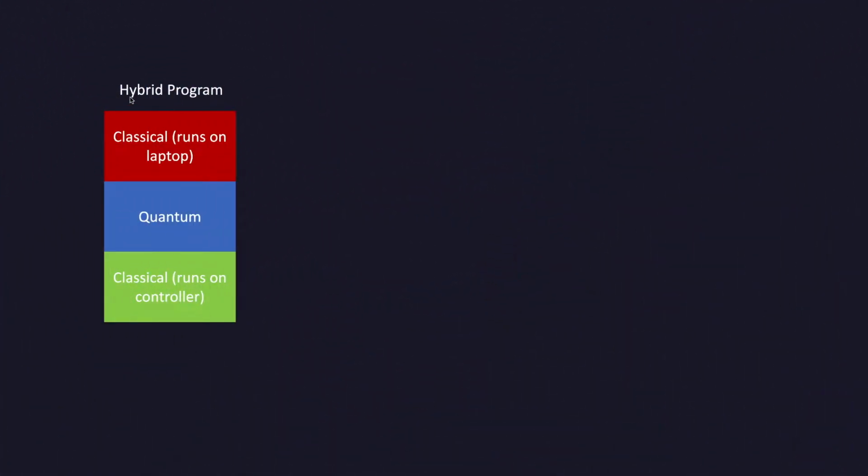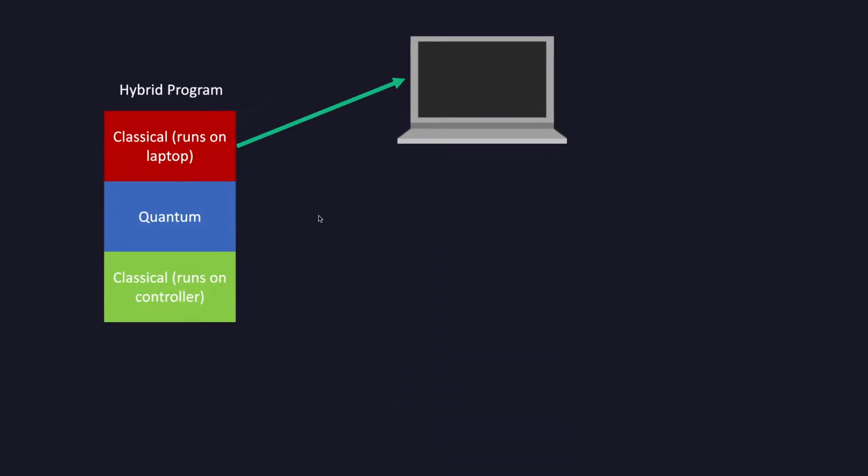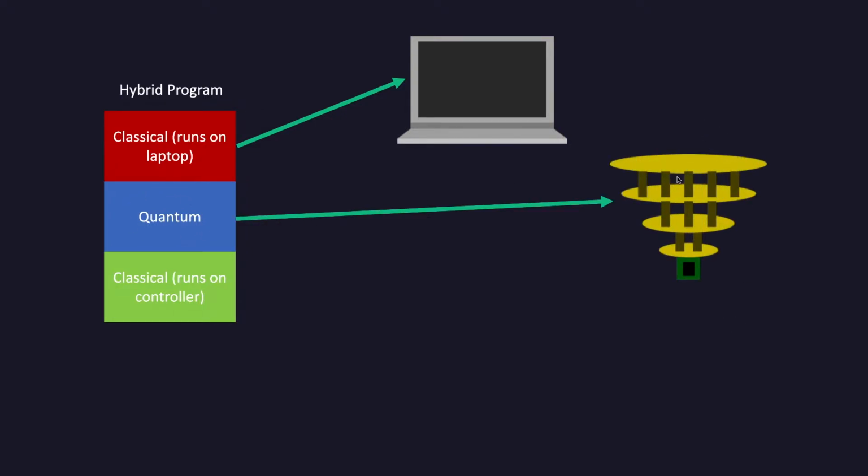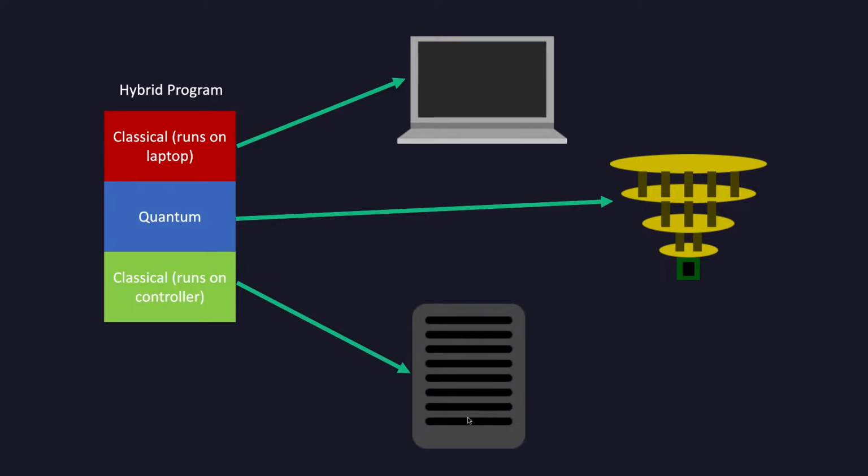Here is a hybrid program. You can see here that we want this first classical bit to run on the laptop. We want the second quantum portion to run on the quantum computer. But we want this third bit here to run on the classical controller for the quantum computer, for tasks such as post-processing results and so on. But how do we actually write the code for the controller?